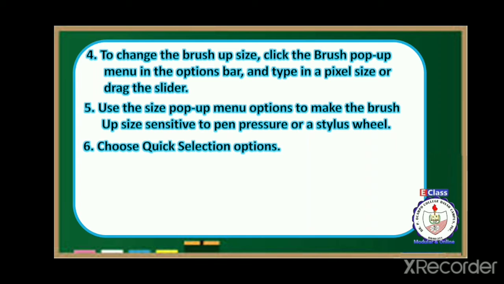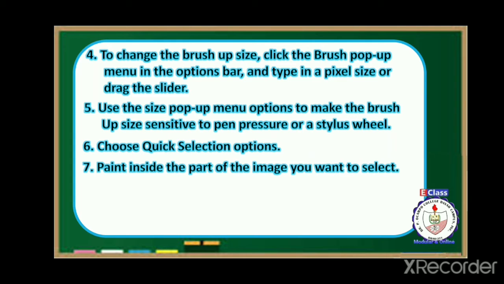So auto enhance automatically flows the selection toward image edges and applies some of the edge refinement, which you can apply manually in the Refine Edge dialog with the contrast and radius options. Number 7 is paint inside the part of the image you want to select. Why? Because the selection grows as you paint. If updating is slow, continue to drag to allow time to complete work on the selection.